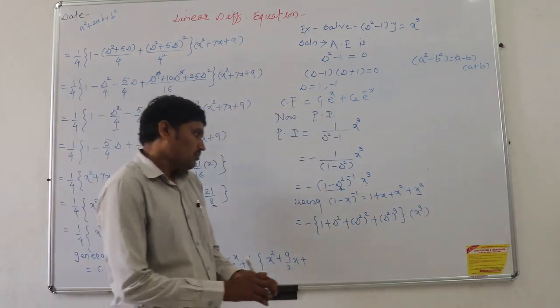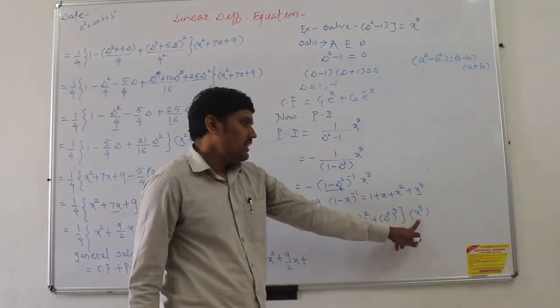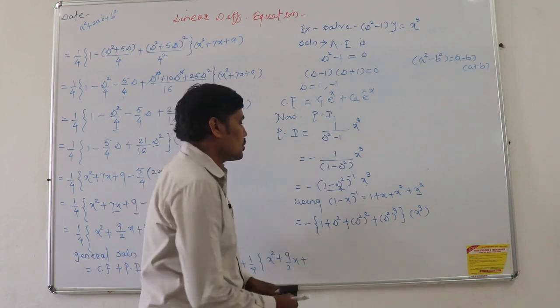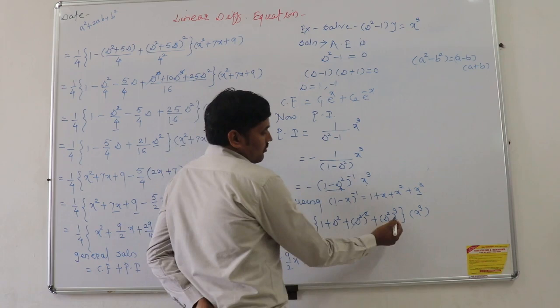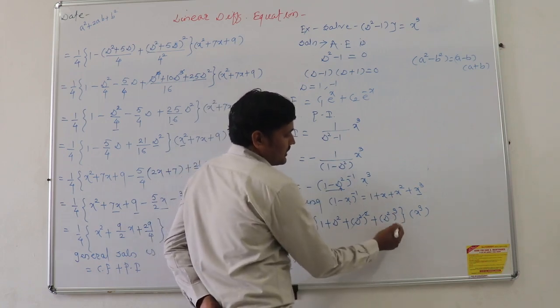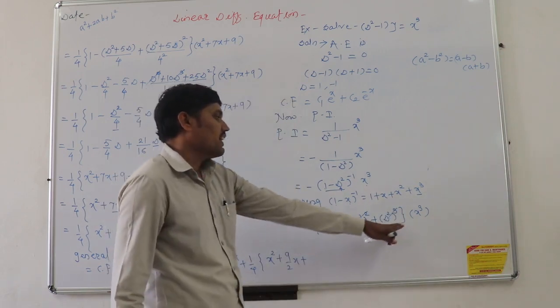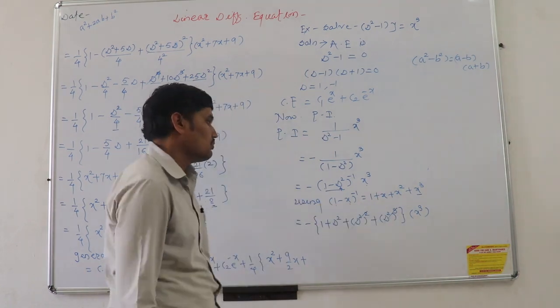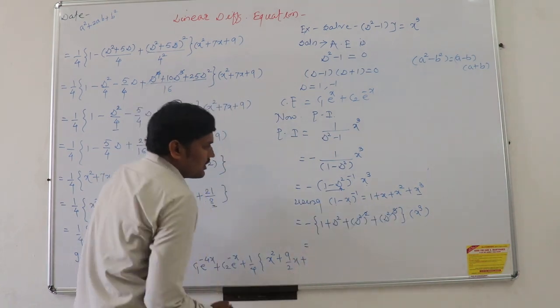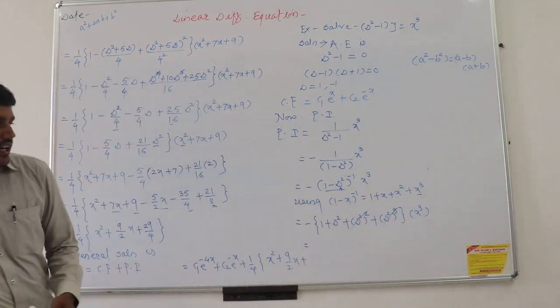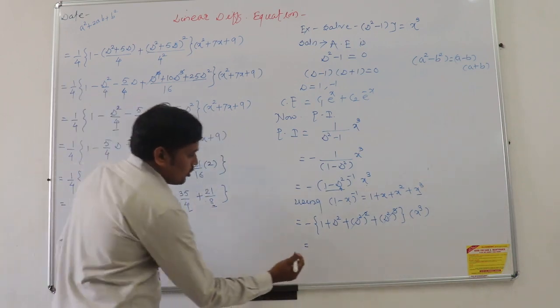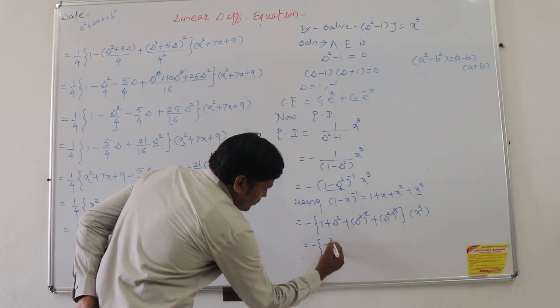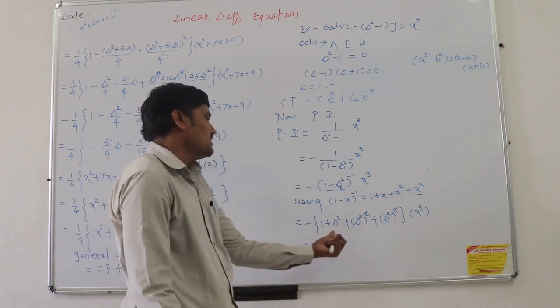As the degree of x is 3 and here the degree of D is 2 into 2, 4, it is eliminated. Similarly the degree of D is 2 into 3, 6, again it is eliminated because the degree of D is greater than the degree of x, so these two terms are eliminated. Then multiply with x cube. So 1 into x cube is x cube plus D square into x cube.